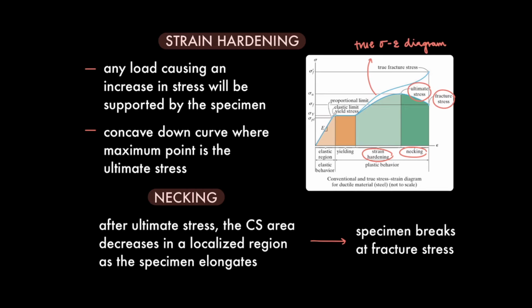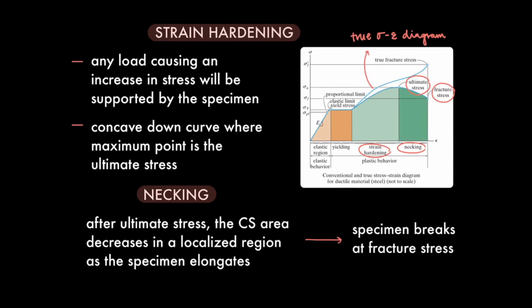And lastly, we have necking, shown by the dark green region. Now that we're past the ultimate stress, everything from here on out will cause the cross-sectional area to decrease in a localized region of the material. This basically means that a specific area of the specimen will constrict laterally and elongate longitudinally. By the way, CS area stands for cross-sectional area. So this will continue to happen all the way until the specimen breaks. And there we have it, the full explanation of a normal stress-strain diagram.